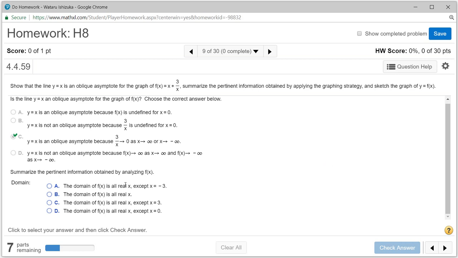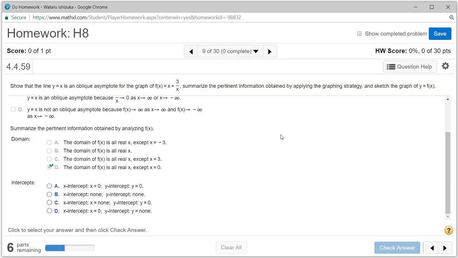So the domain. x equals 0 would be a bad number because that will make the denominator equal to 0. So all real numbers except x equals 0. So D is the answer. Right, so we got that. And next, the intercepts.